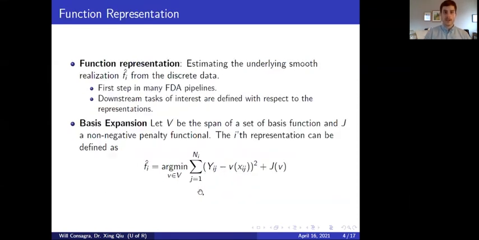So when I talk about functional representation, I'm referring to the process of estimating the underlying smooth realizations, F_i hat, from the discrete data that we actually observe. This is the first step in many FDA pipelines. And the downstream tasks of interest, whether it be prediction, functional principal components analysis, or hypothesis testing, are defined with respect to these representations. This is typically accomplished with some type of basis expansion. So if we let V be the span of some set of basis functions and J a non-negative penalty functional, the ith representation can be defined as the solution to this penalized least squares optimization problem here.